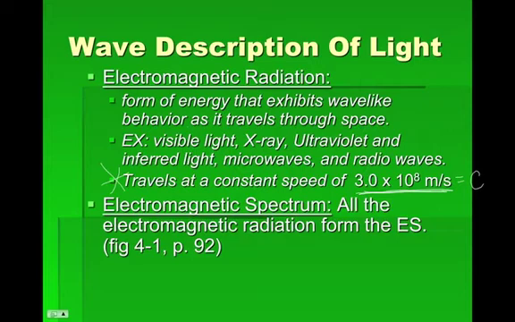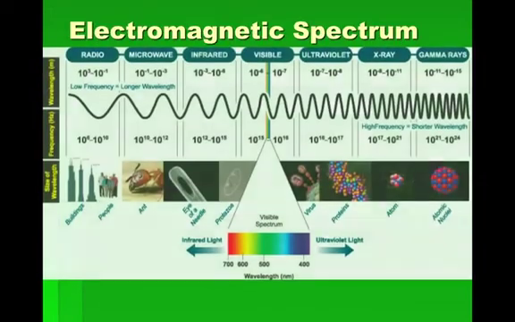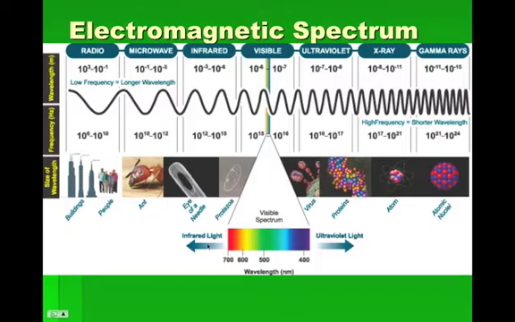So the electromagnetic spectrum is like a visual representation of all of the electromagnetic radiation. And if you're using the Holt chemistry book, then you can find it on page 92 of your book. So this is what the electromagnetic spectrum looks like. And they list the electromagnetic spectrum in order of increasing energy. So as you go this way across the electromagnetic spectrum, the energy increases.